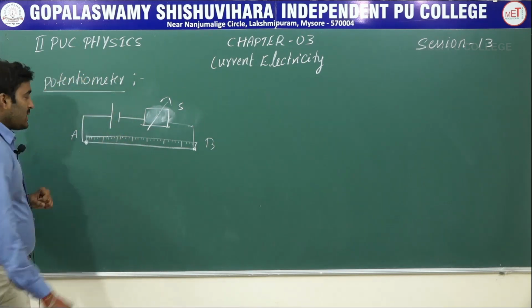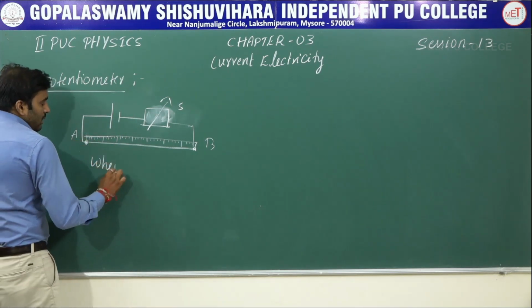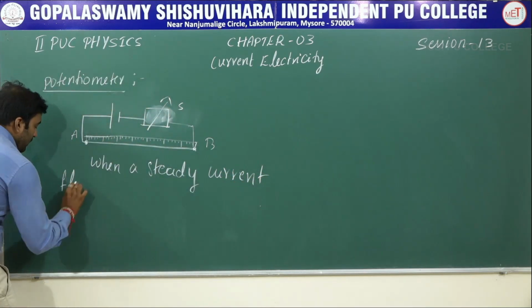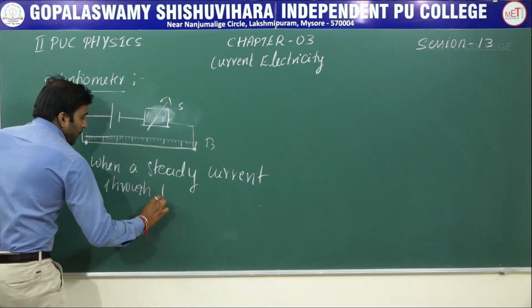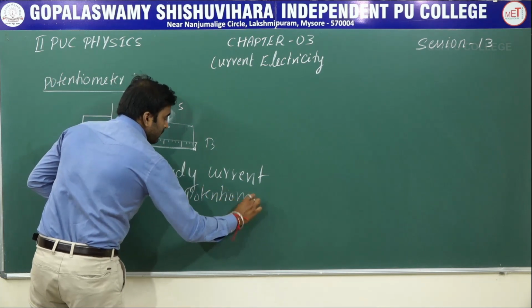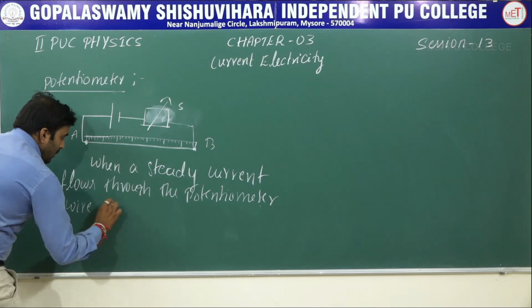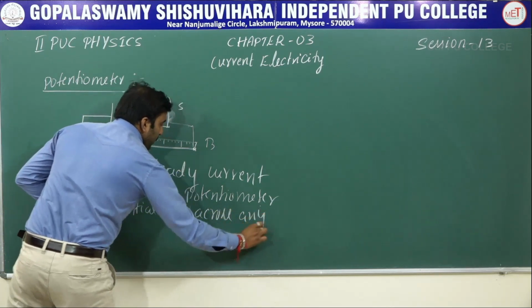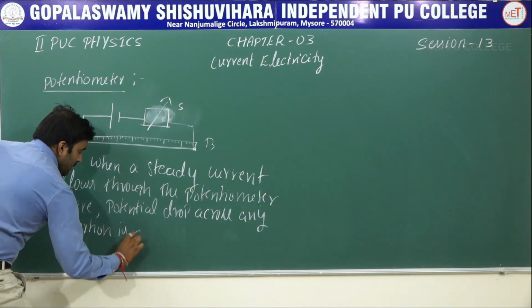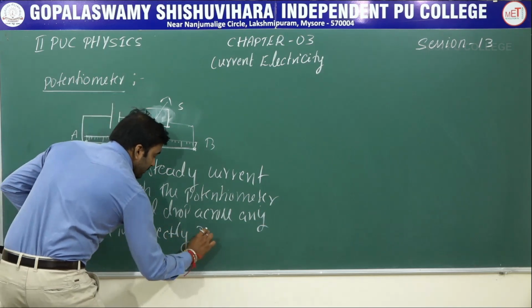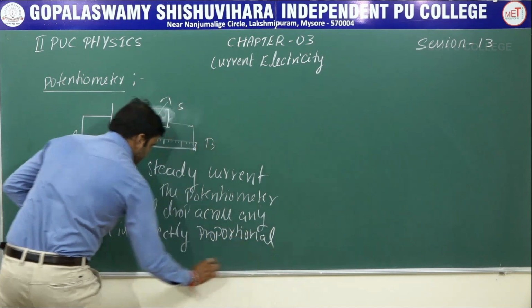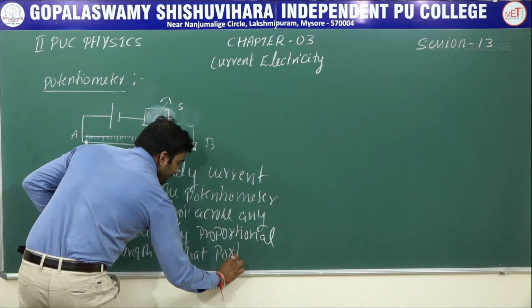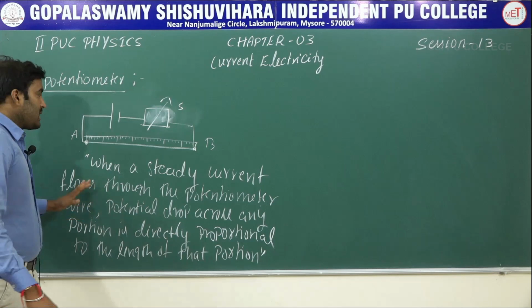What does the principle of potentiometer say? The principle of potentiometer says that when a steady current flows through the potentiometer wire, the potential drop across any portion is directly proportional to the length of that portion. Yes, this is the principle of the potentiometer.